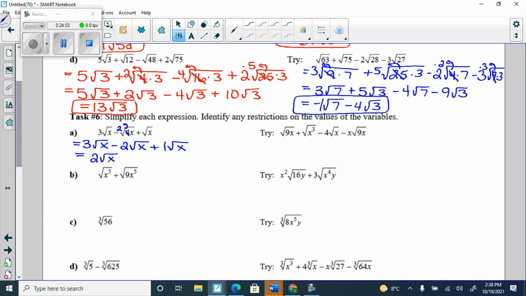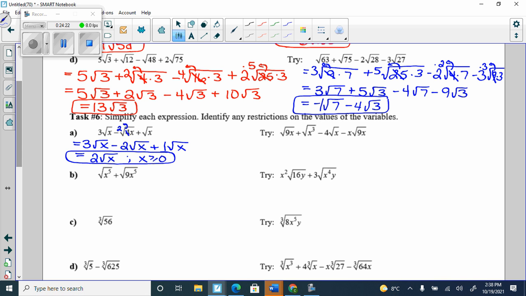Now what happens when you have a little x sitting under here? x has to be what? Greater than or equal to 0. The moment you have an x just sitting under there, at any point in time, even if you can take the whole thing out, it still has to be greater than or equal to 0.